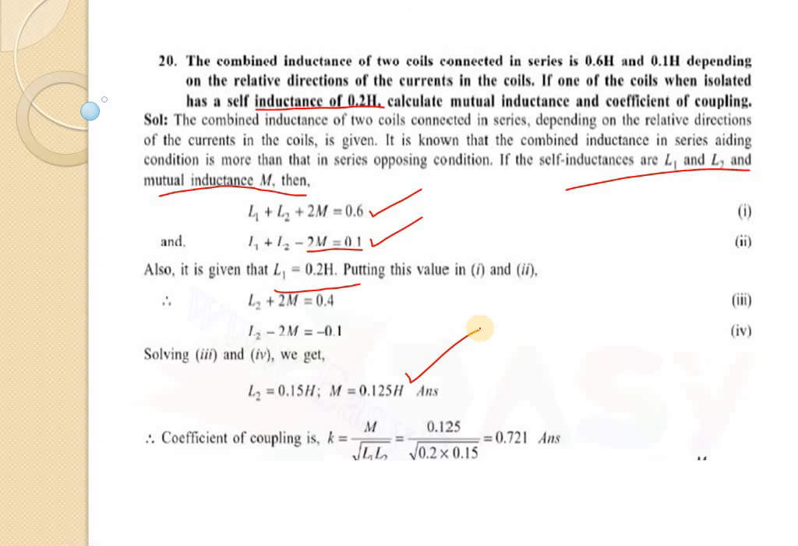And the formula for the coefficient of coupling is K equals M divided by the square root of L1 L2. The M value we have calculated is 0.125, the L1 value is given as 0.2, and the L2 value we have calculated is 0.15. Putting all these values, we get the value of the coefficient of coupling as 7.721. So this is our required answer.